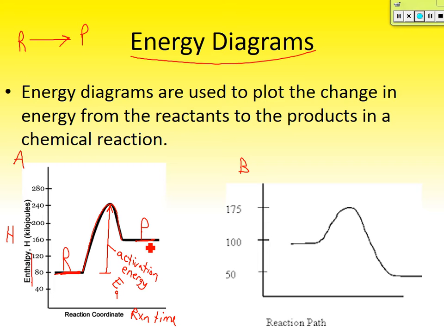Okay, one other thing I would like you guys to be aware of. Our reactants had 80 kilojoules of energy. So they were right here. Well, when we finished, the products ended higher. Can we just create energy? No. So where did this energy come from?